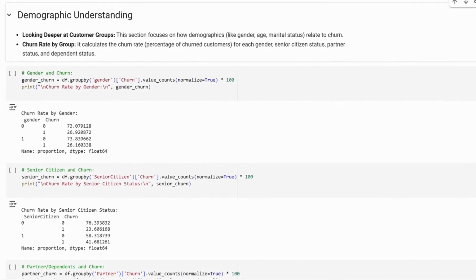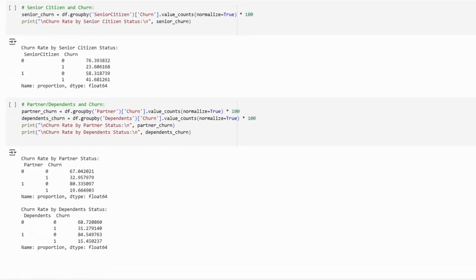Finally, we examined churn rates across customer demographics. Senior citizens churn at much higher rates. Customers without partners or dependents also tend to churn more. This suggests that life stage and household responsibilities could influence customer loyalty.